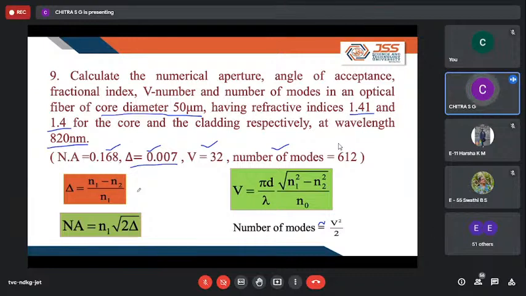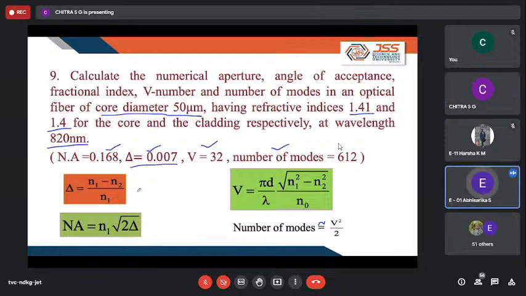Is anybody else done? At least any one or two you can tell me the answer. Ma'am, numerical aperture 0.167. Okay. And angle of acceptance is 9.613. Theta naught is 9.613. Okay, fine.